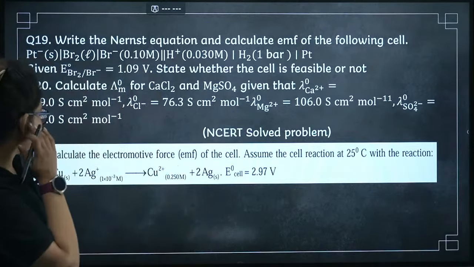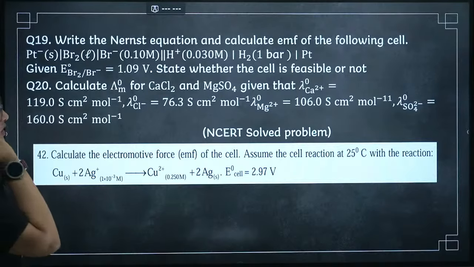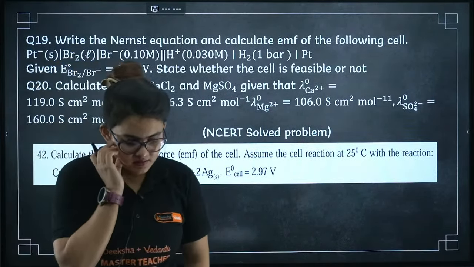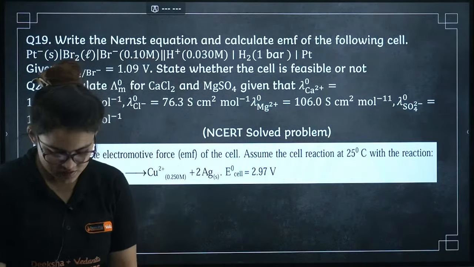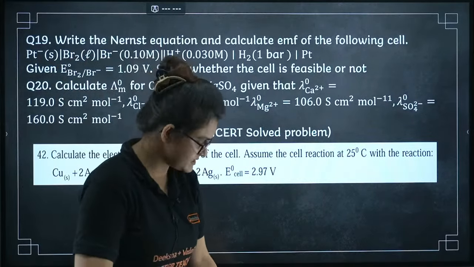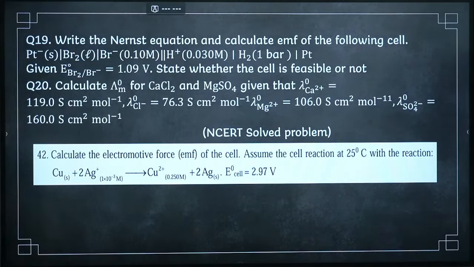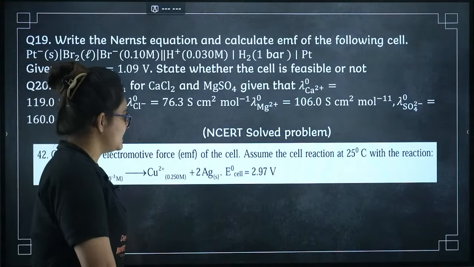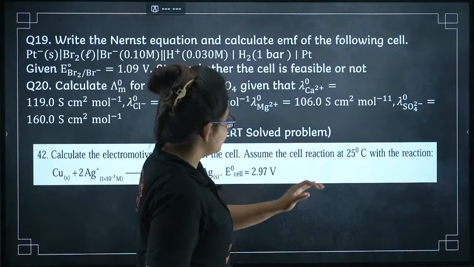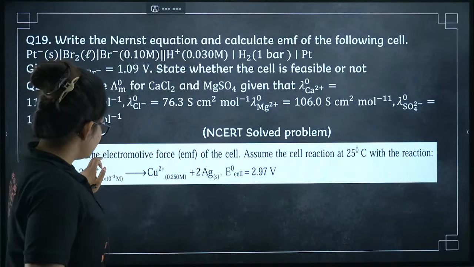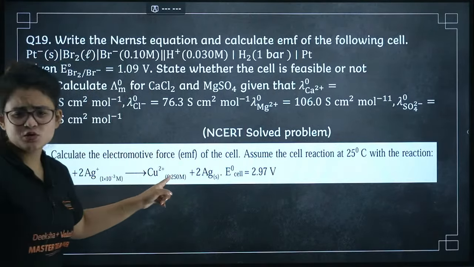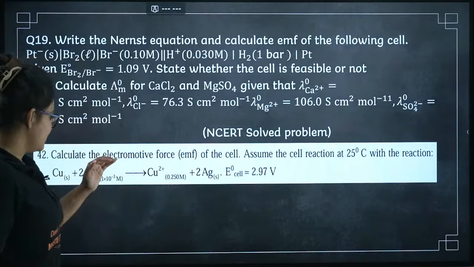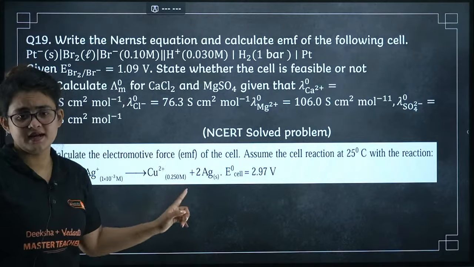So I am actually willing to proceed with one numerical problem so that you can understand the pattern of it. I guess that's going to be helpful for you. So let me proceed with one numerical so that you can understand. Here you can see one question: calculate the electromotive force of the cell. Assume the cell reaction at 25 degrees Celsius is Cu plus 2Ag plus. E0 cell value is given. Let me solve it for you. I guess you will get this type of question.